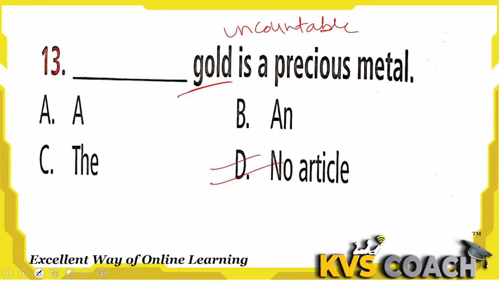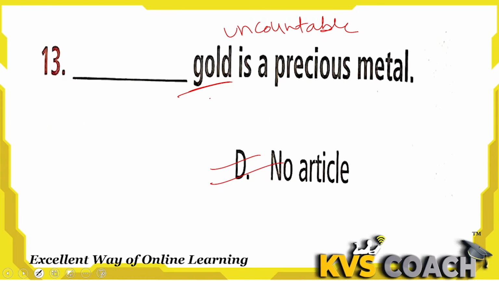If the sentence were, the gold piece is mine, then we would write the, because in that sentence the speaker is talking about a specific piece of gold, so we use the. But in the sentence gold is a precious metal, this is just an abstract concept. For an abstract concept we don't use any article, so no article is there. D is the right answer here.